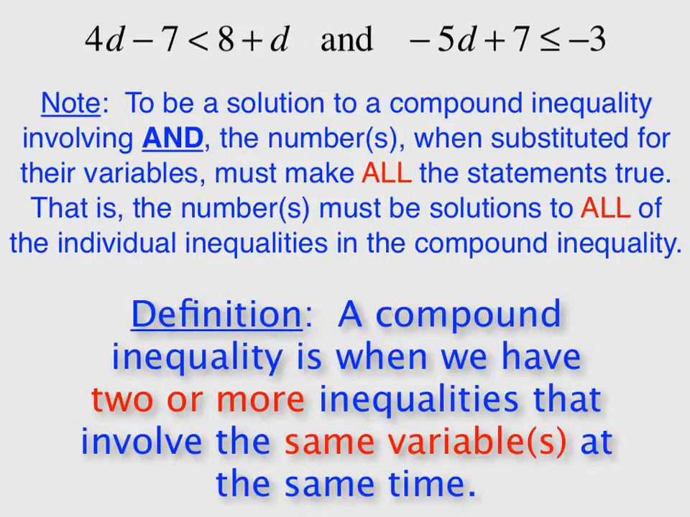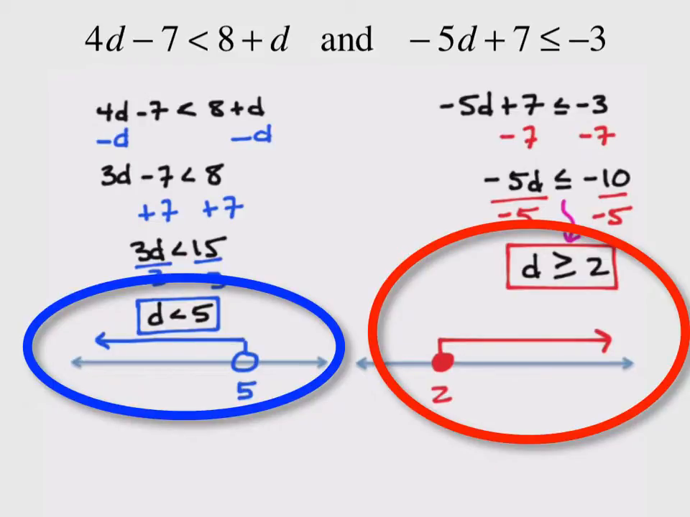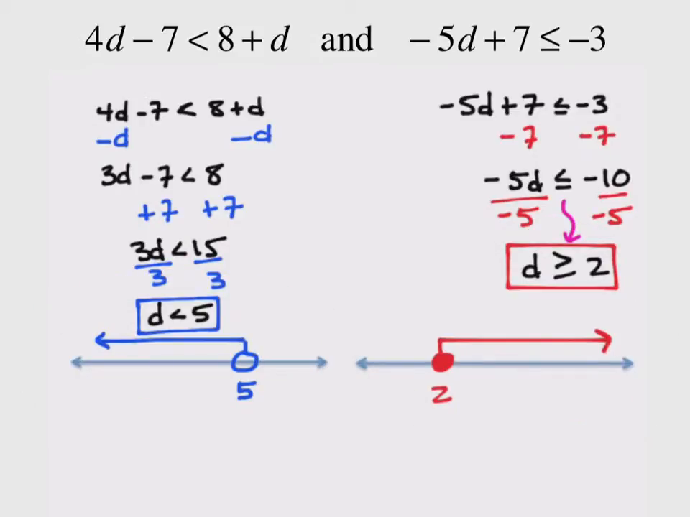So how do we go about solving a compound inequality? Actually, it's going to be in much the same way that we did before with individual inequalities. We actually have to solve each individual inequality first. And we've actually already done that. But what we're going to do now is take both of these graphs of the individual solution sets and place them on the exact same number line.